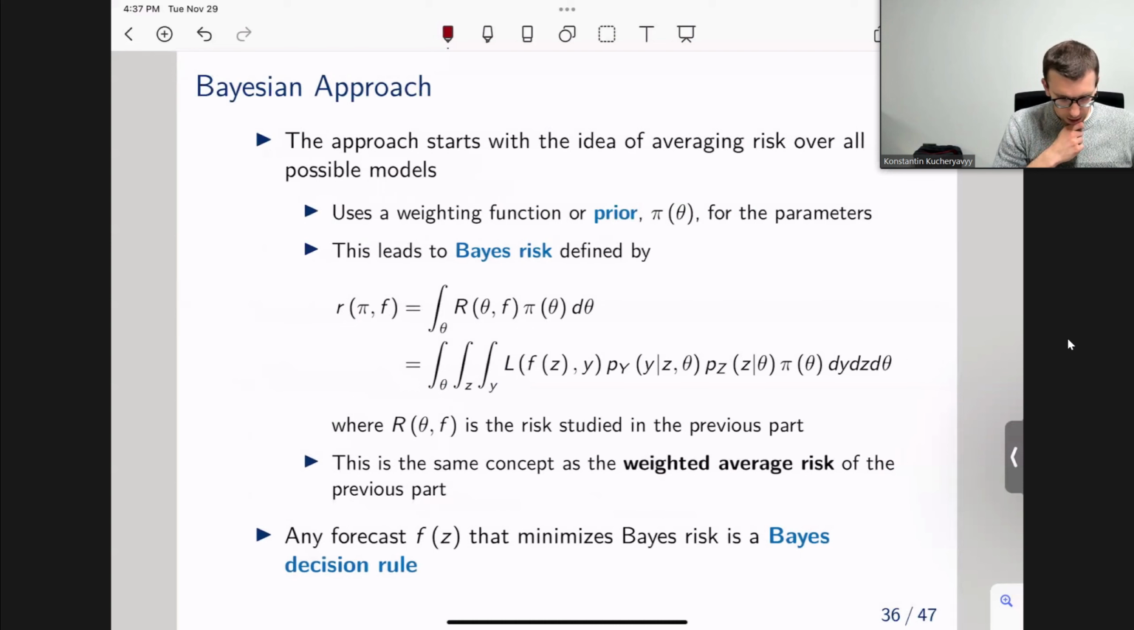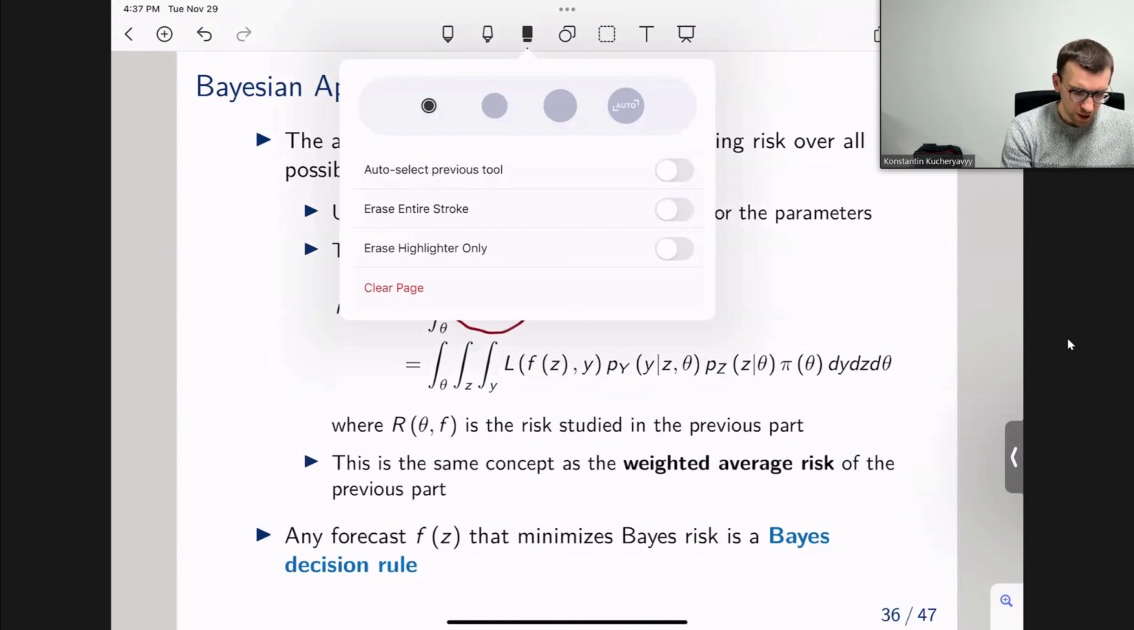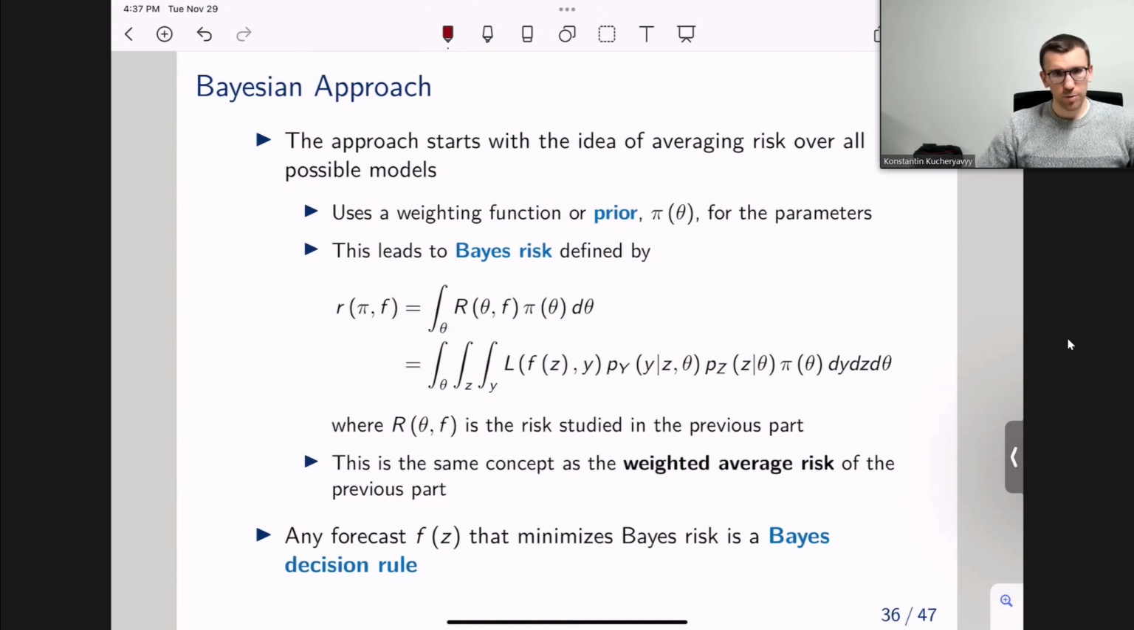The approach, many of you probably know, starts with the idea that we average risk over all possible models. So before, we had risk like this. Now we come up with a prior for the parameters. We parameterize our model with some unknown parameters, but we have a prior about these parameters. And so then we calculate the average risk, averaged by our prior.